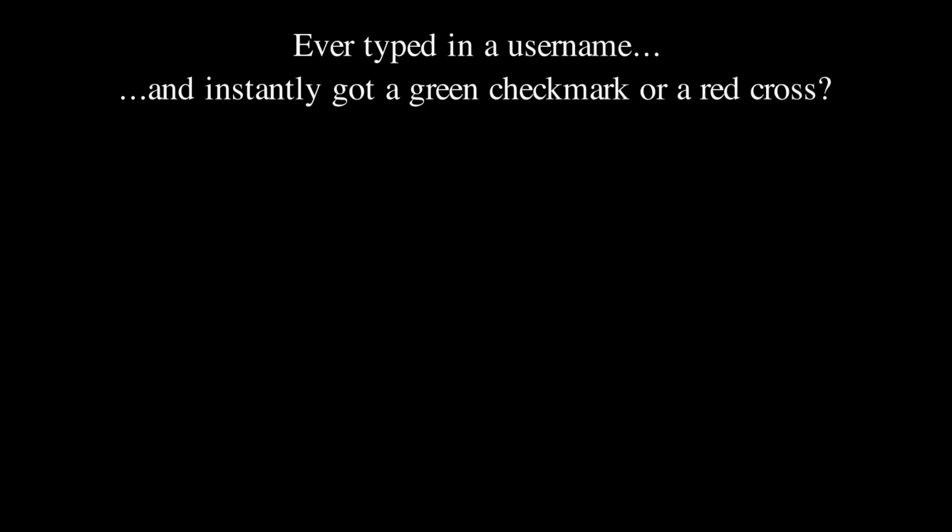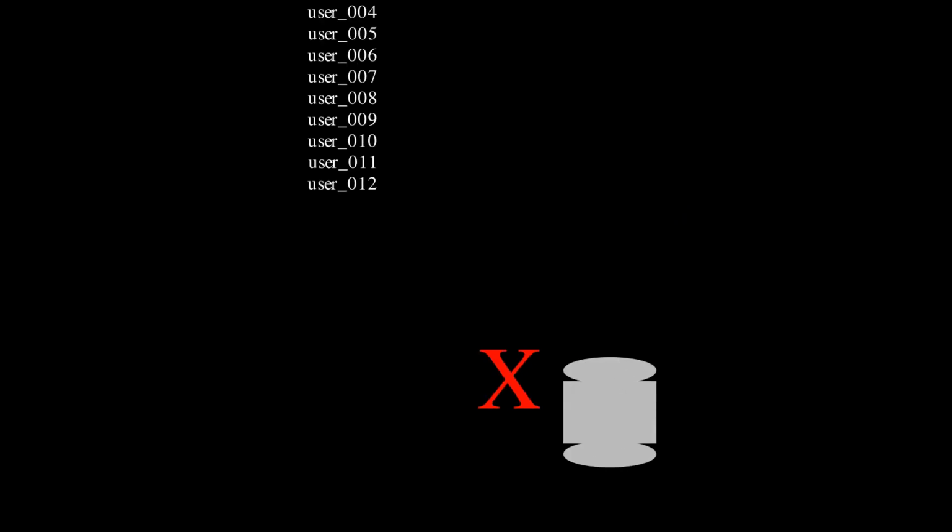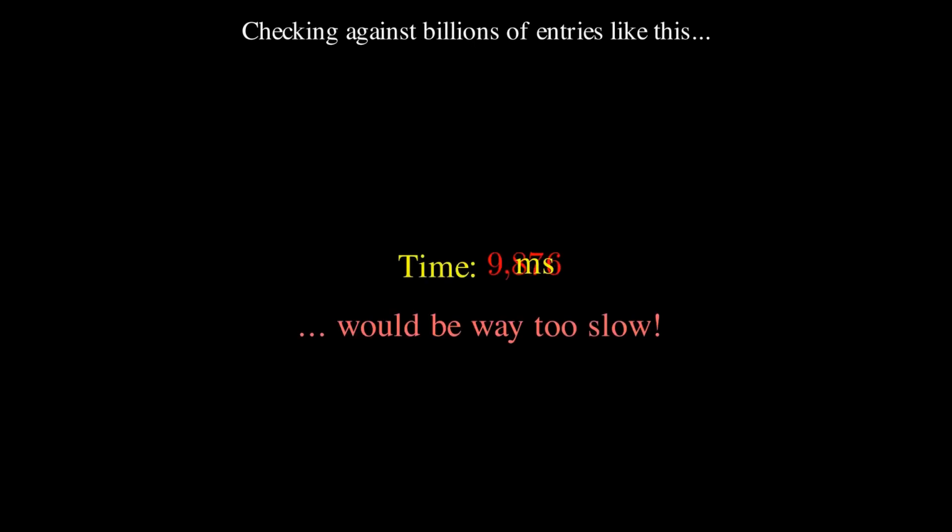Ever typed in a username on a website and instantly got a green checkmark or a red cross? Forget searching a giant list one by one, that would take forever. The naive approach of storing all usernames in one database table and searching simply does not scale. Checking against billions of entries like this would be way too slow for users. So what is one secret?